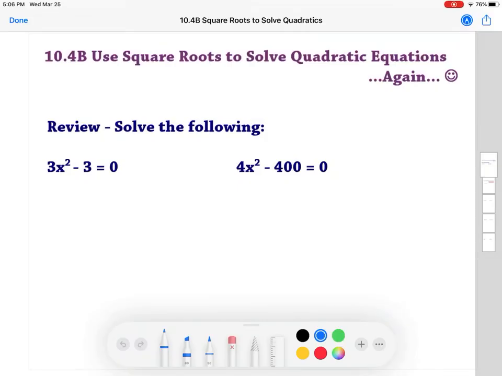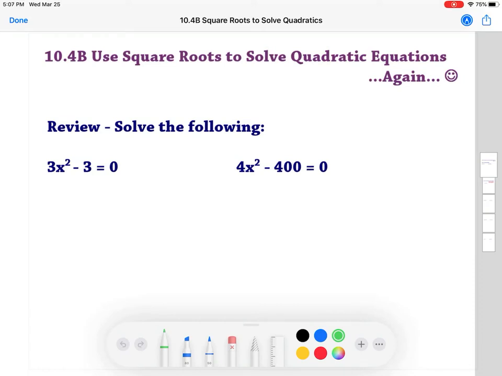Hello friends, today we're going to use some of those same ideas that we were talking about yesterday to solve quadratic equations using square roots again. These first two are just a little brief example, very similar to the ones that you did in your homework last night. So let's see if we can solve them fairly quickly.